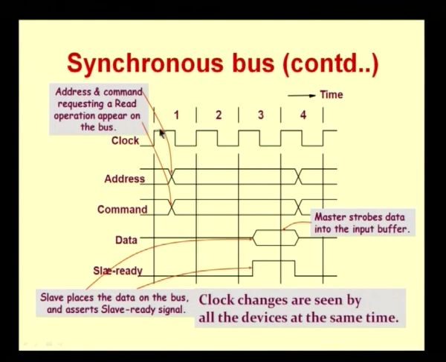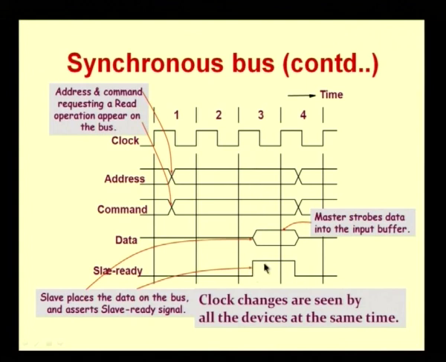You can see here I have a clock, the bus clock, running through, and say at the first clock cycle the address and the command are placed on the bus. Let us say, for instance, the data becomes ready only after 2 clock cycles. In clock cycle number 1 I am placing the address, and only in clock cycle number 3 the data becomes available. How is this informed? This is informed by a special signal called slave ready. The slave ready signal becomes active only in clock cycle number 3.